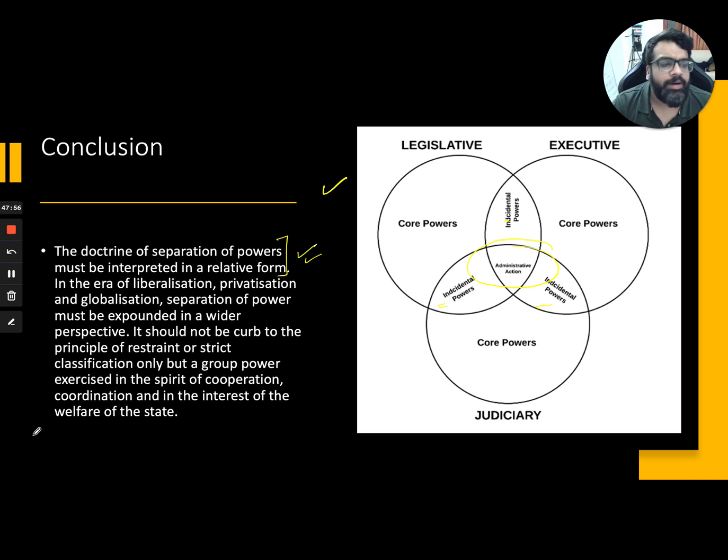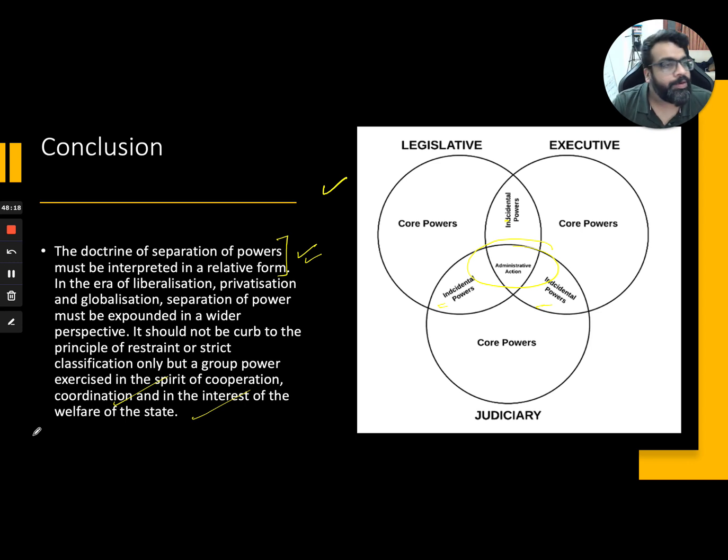We live in the era of liberalization, privatization, and globalization. We require the organs of the state to work together to evolve policies. This should not be done as a method of restricting power or as a method of strict classification, but it should be done in the spirit of cooperation, coordination, and the interest of the welfare of the state.